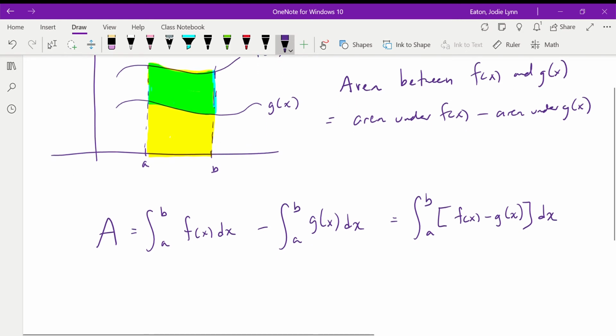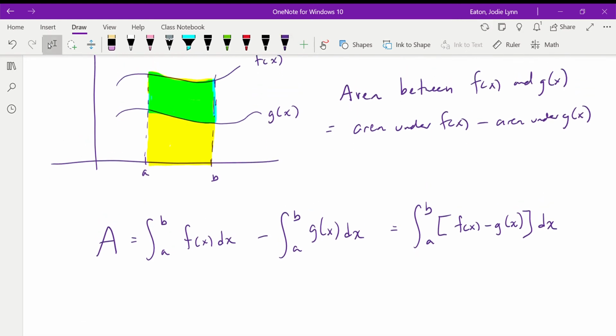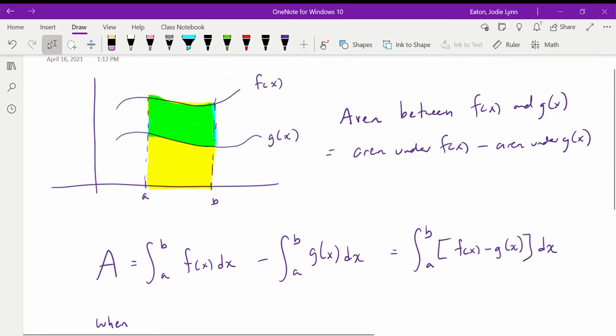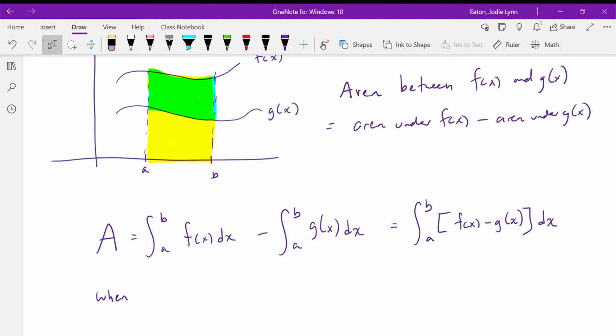Okay, so now we have to be a little bit careful here. You notice in the picture that we've drawn, f of x is greater than or equal to g of x at all times in the region that we're looking at. So we need to have the stipulation because when we're computing the area of a shaded region or the area between two curves, we want our area to be positive. We're talking about geometric area, not net signed area as we are with integrals. So we have to put in the caveat that f of x must be greater than or equal to g of x for all x on the interval under discussion.